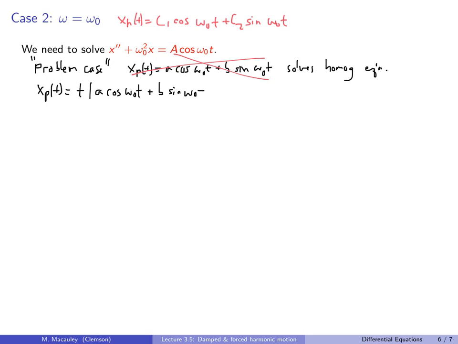Actually, I should say that our example from before had the problem case where this was an exponential term, not something like this. So the same resolution holds pretty much anytime the right-hand side solves the homogeneous equation. So in this case, we just take what we wanted to guess and we put a t in front.